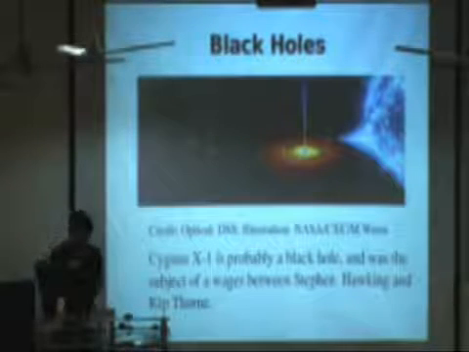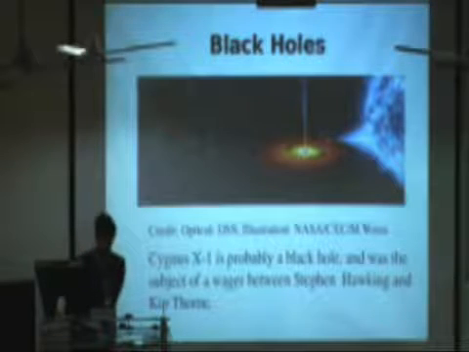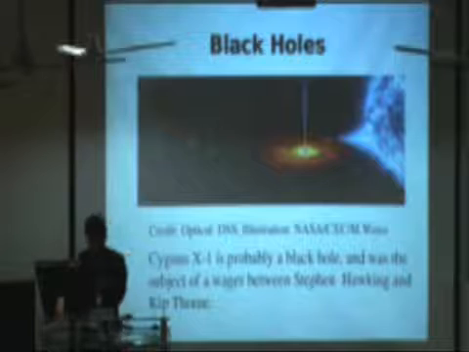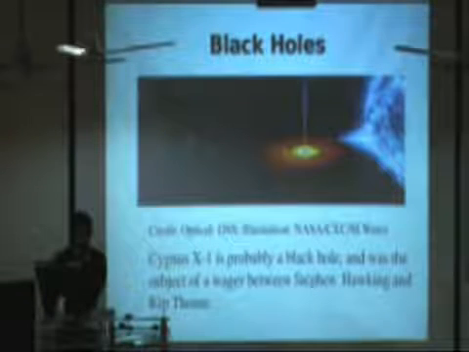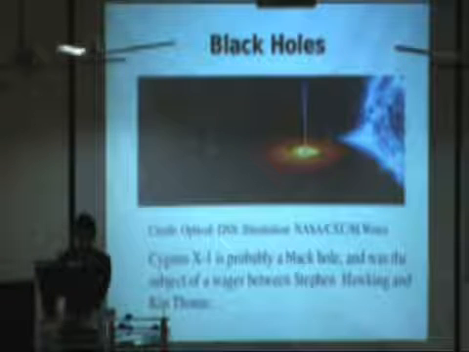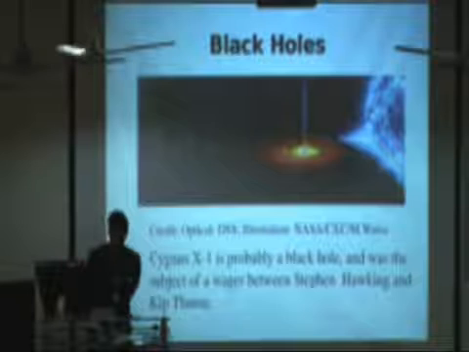So black holes are things which exist in space. For example, there's an X-ray source in the galaxy called Cygnus X-1, which is probably a black hole, and was a subject of a wager between Stephen Hawking and Kip Thorne.